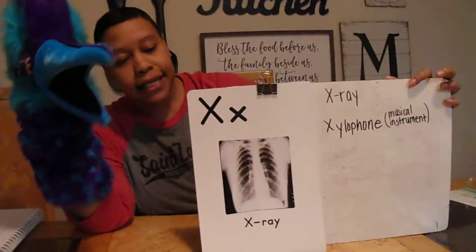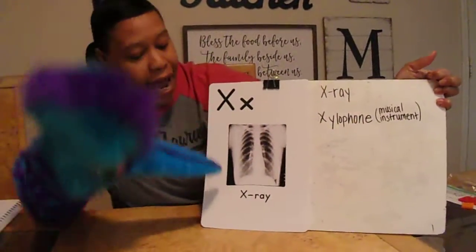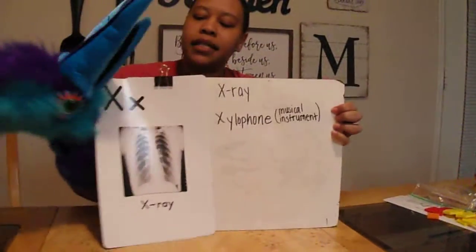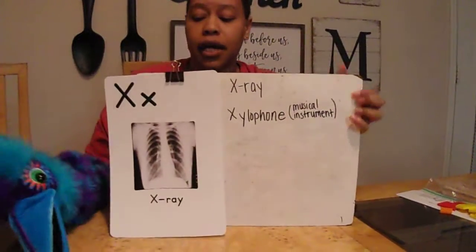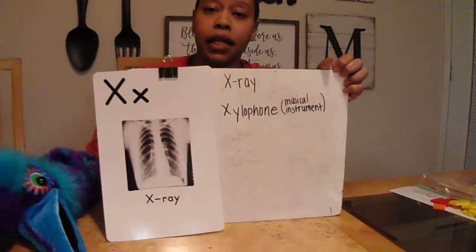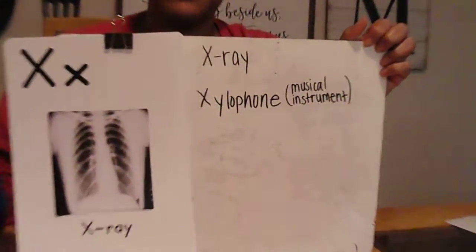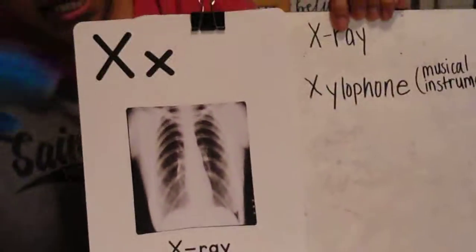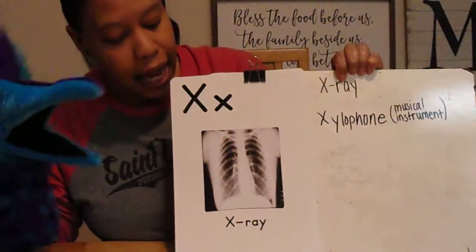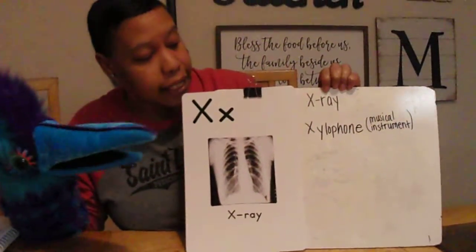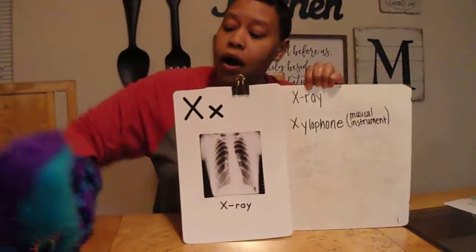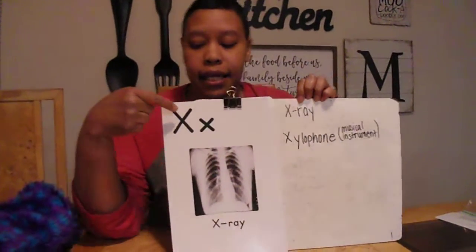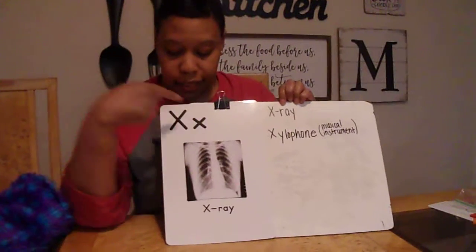X says X, like X-ray and xylophone. Now, friends, Mr. Sybil had a hard time coming up with words that start with the letter X. Maybe you can find more words that start with the letter X. But the X says X, like X-ray and xylophone. Now, how do we write X? This is uppercase X and this is lowercase x.